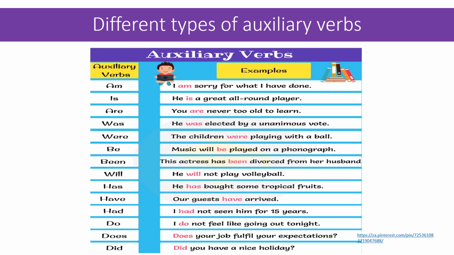This is a list of all the different types of auxiliary verbs you may encounter. Take note of how an auxiliary verb changes with its tense.